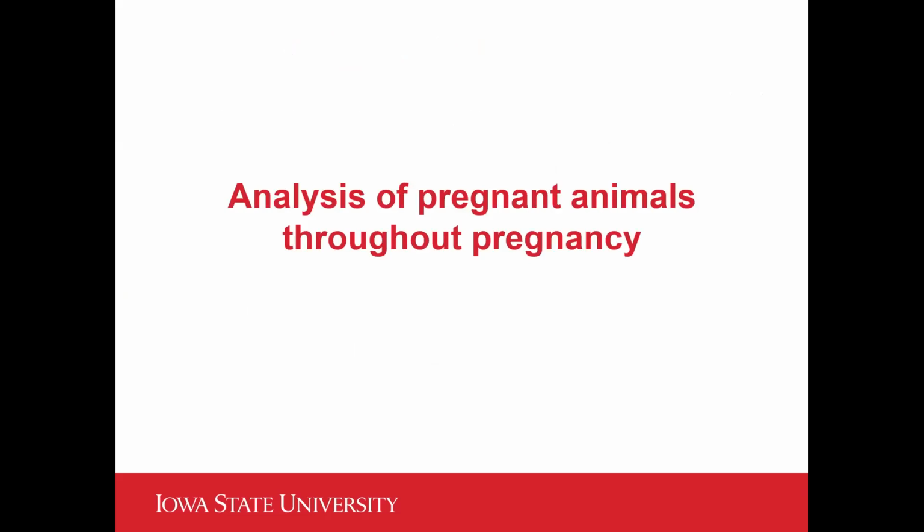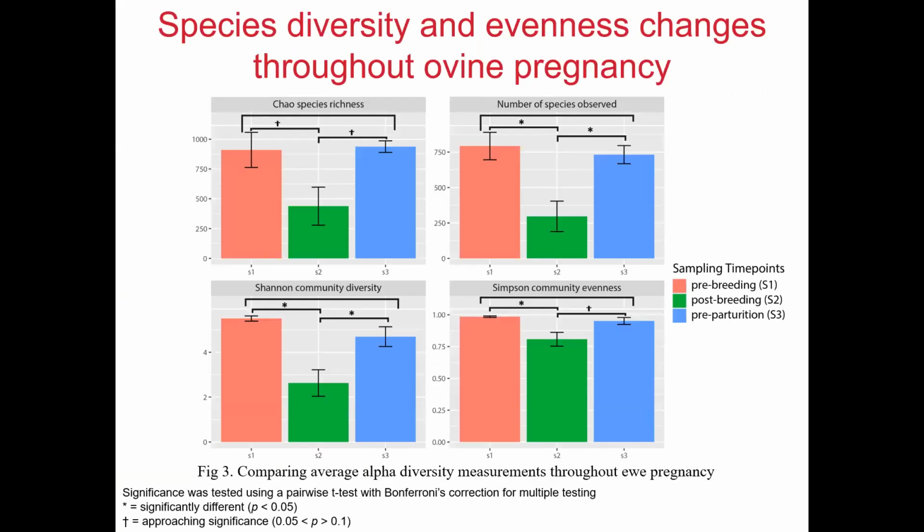Now we will switch to Objective 2, analysis of the pregnant animal throughout pregnancy. The goal of this objective was to characterize and compare the ovine vaginal microbial communities of pregnant ewes over the pregnancy interval. We began by comparing the alpha diversity measures species richness, species evenness, and total species diversity between sample time points S1, S2, and S3.